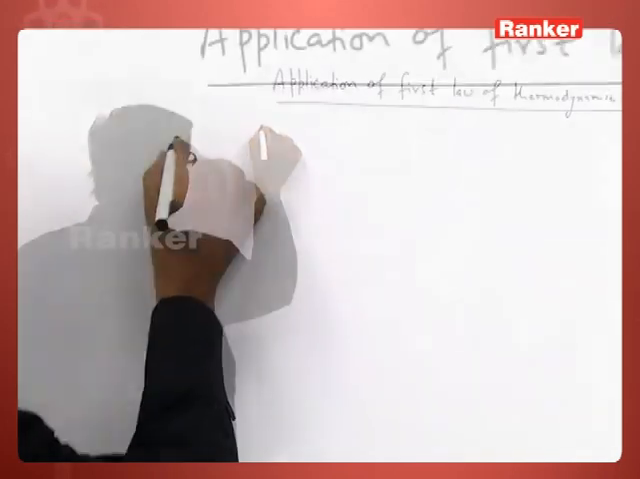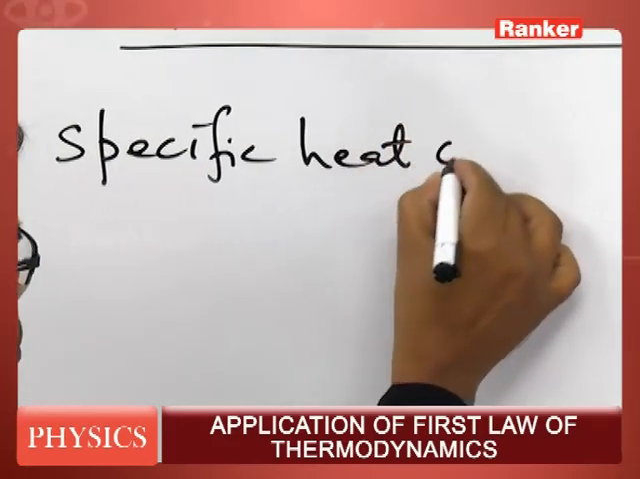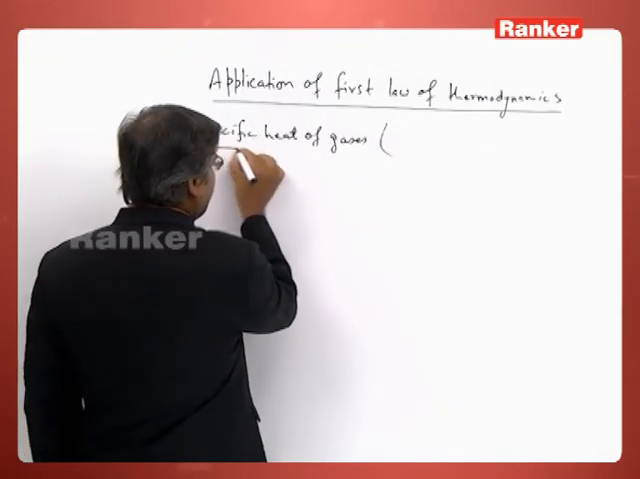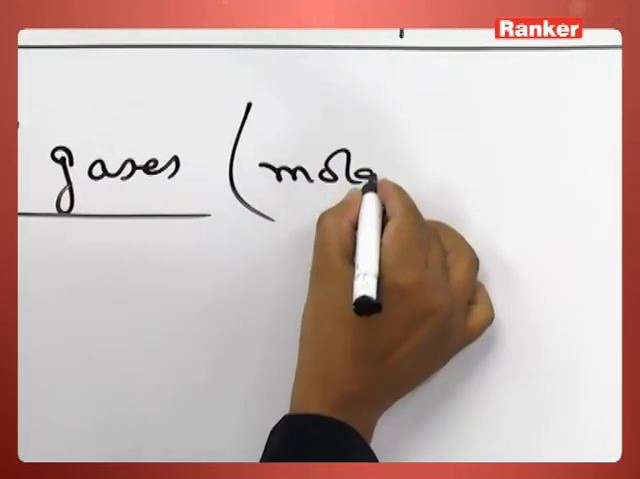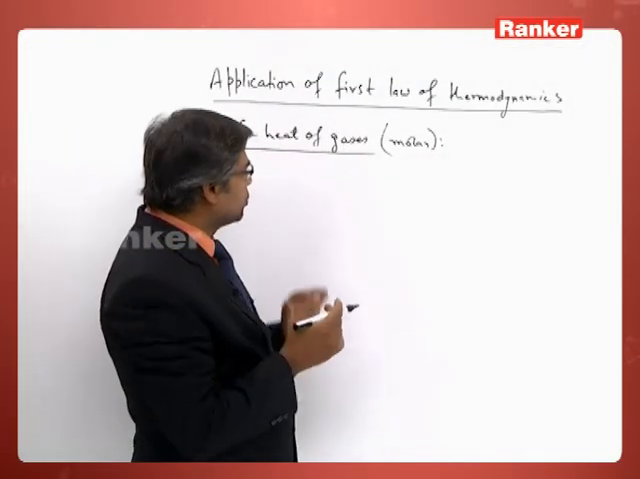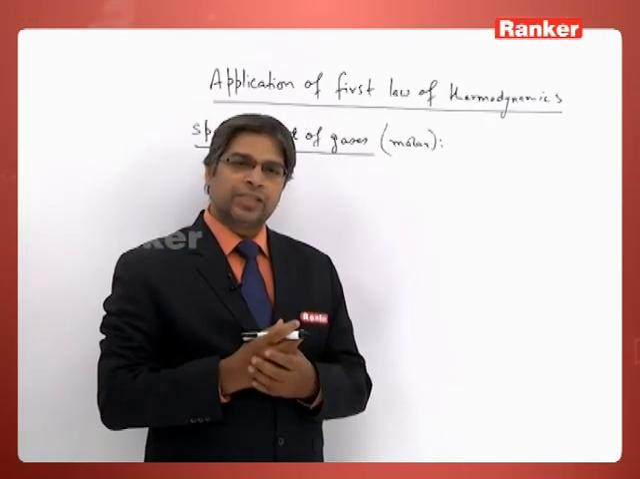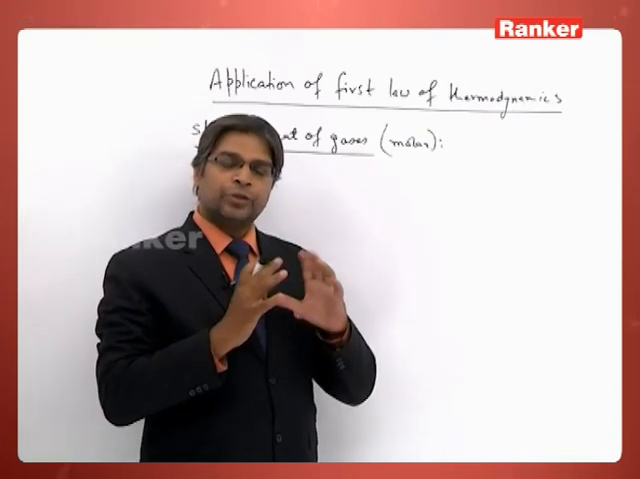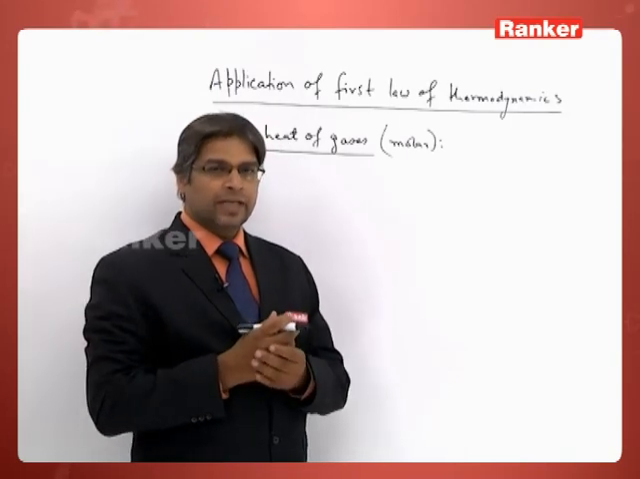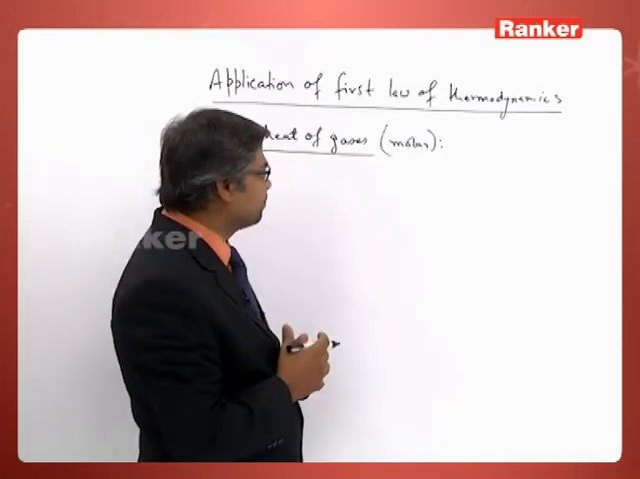So, specific heat of gases. Here gases means, unless stated, ideal gases. So this is molar specific heat. We will talk about molar specific heat of gases. By molar specific heat of gases, we mean the amount of energy given to a unit mole of an ideal gas so that its temperature rises by unit degree centigrade. This is what we mean by specific heat of a gas.